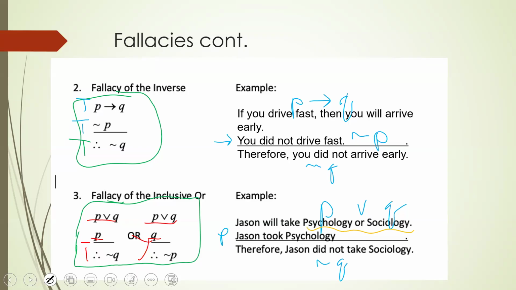If I said to you that you take psychology or sociology, you might think we mean one or the other. But when it comes to math, that's not necessarily the case. Because remember, for an or statement to be true, the first part can be true, the second part can be true, or both parts can be true. And so it could be true that Jason also takes sociology. We don't know, so we can't just conclude that he didn't.